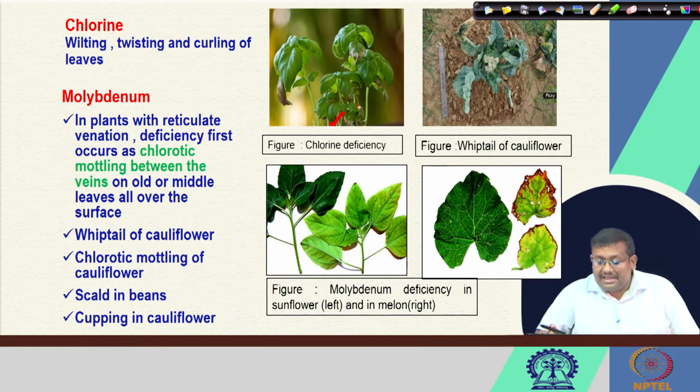And also we can see whiptail of cauliflower, here you can see whiptail of cauliflower, then chlorotic mottling of cauliflower, and then scald in beans we can also see, and also cupping in cauliflower. These are some of the symptoms, and also here you can see molybdenum deficiency in sunflower. So, this is sunflower, and in melon. So, these are some of the deficiency symptoms of chlorine and molybdenum.